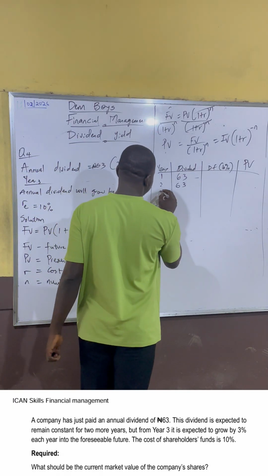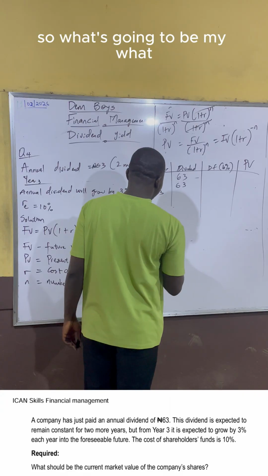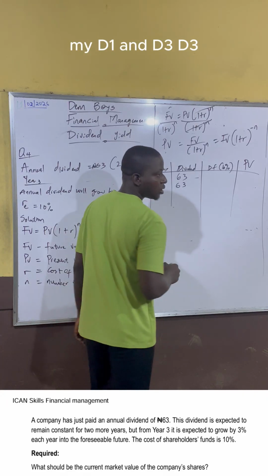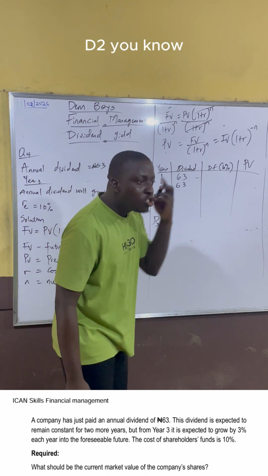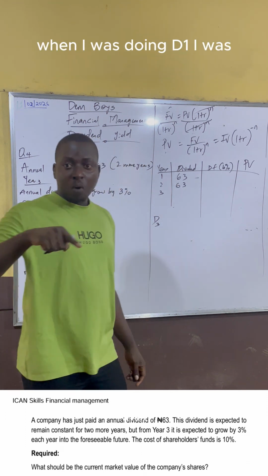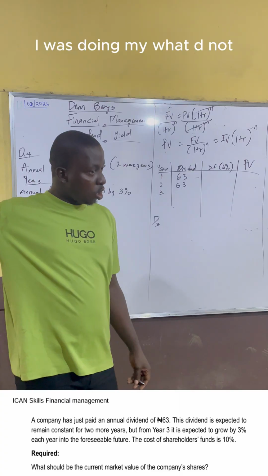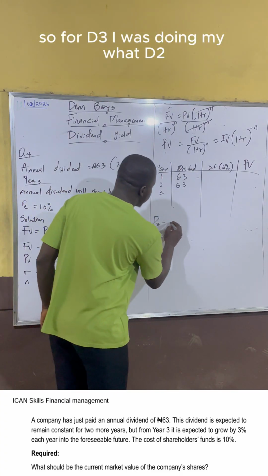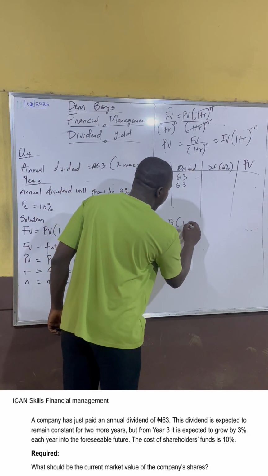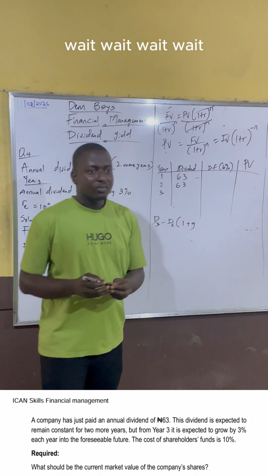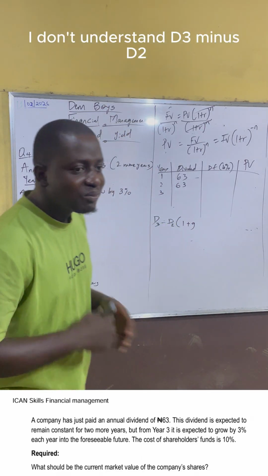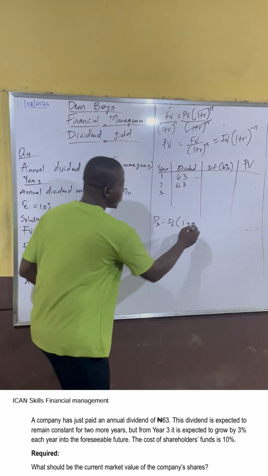The year 3. So what's going to be my what? My D3. For me to get D3, that means I must know my what? D2. You know when I was doing D1, I was doing my what? D0. So for D3, I was doing my D2 open by what? 1 plus what? G. What is D2 here? Wait, I don't understand. D3 minus D2, why would you do that?